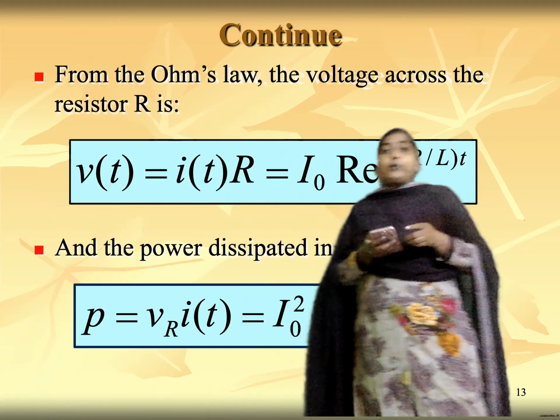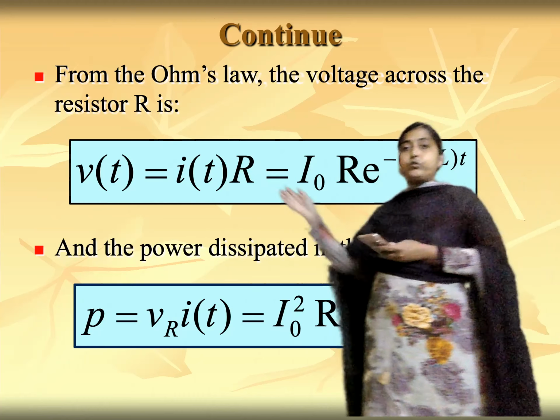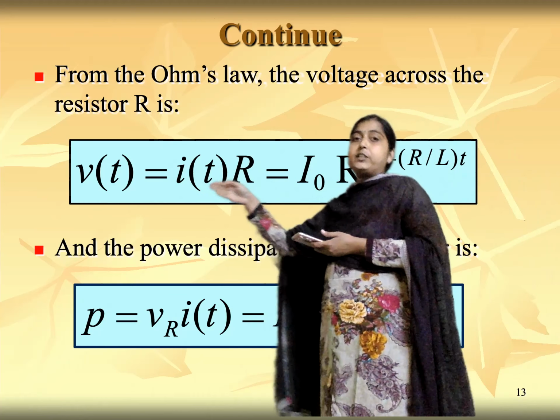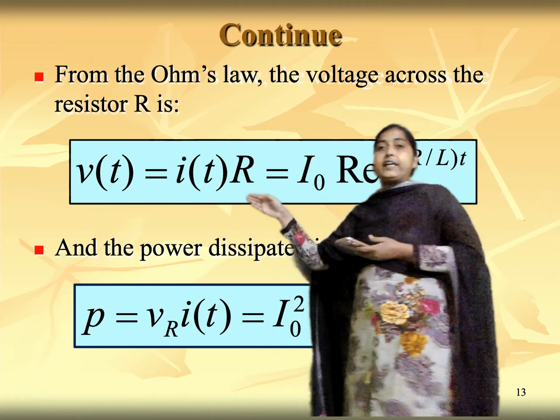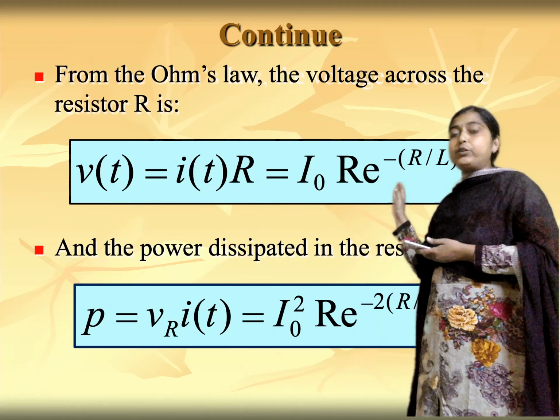Now from Ohm's law, the voltage across the resistor can be written as V of t equal to I of t into R. Substituting the I of t value, we get I naught into R into e to the power minus R by L into t.